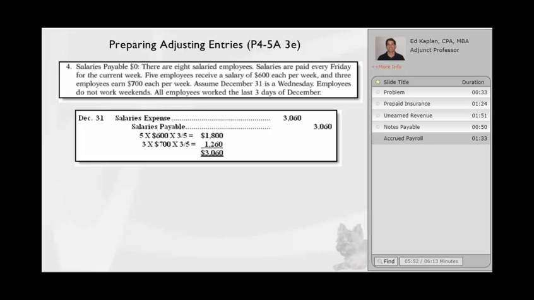We add those two together, and that's the amount that we need to record as both salary expense on our income statement, which will be reflected on the income statement, and then also to record our obligation as of December 31st for salaries that were accrued but not yet paid.